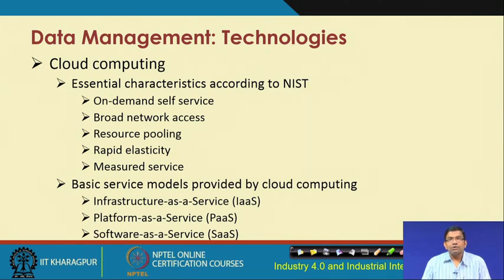So, depending on the units of usage of these computational resources, one will, first of all, be able to measure the units of use, and then accordingly one is going to be billed. So, billing is going to happen depending on the units of measured service that are going to be used. So, these are some of the different characteristics of cloud computing, which makes it popular in the context of data management.